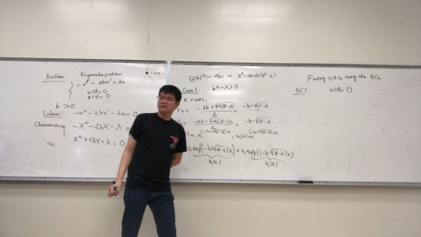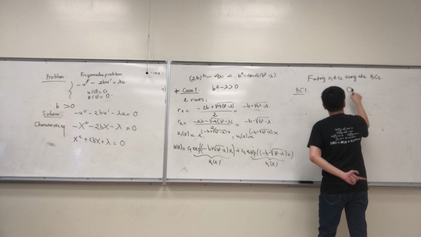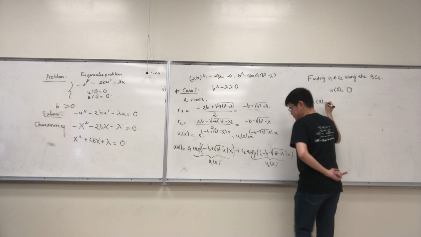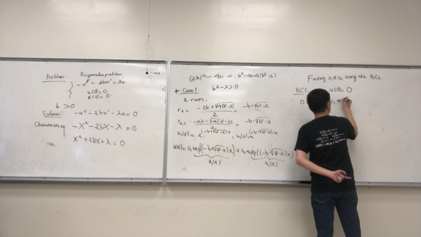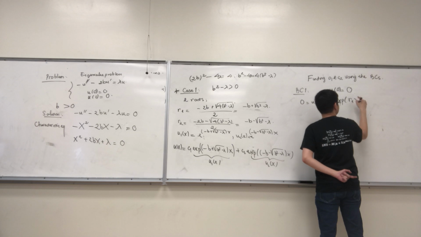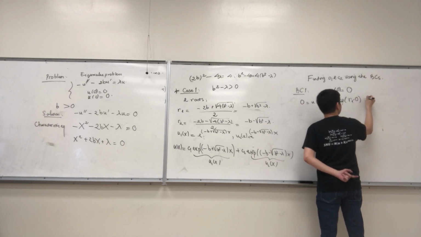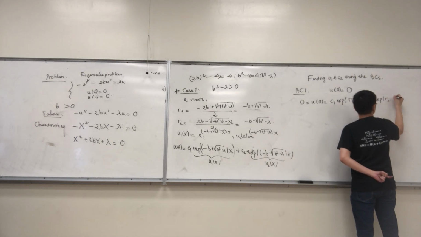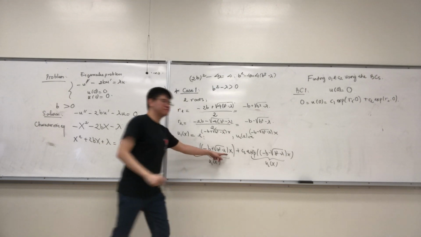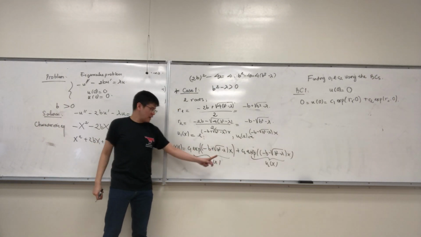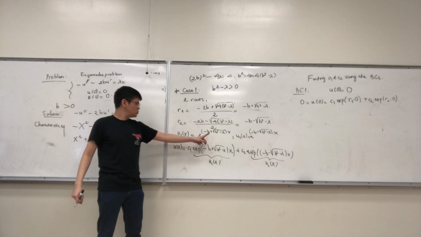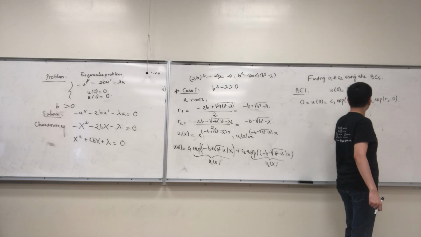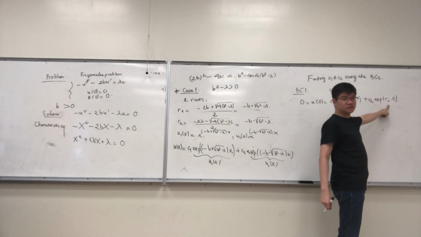Alright? So the first boundary condition is u(0) is 0. So you have 0, u(0) is c1 exponential of r1 x, which is 0, plus c2 exponential of r2 times 0. Alright? So I just have to replace 0 here. I replace 0 into u1 and 0 into u2. So I have 0 is c1 exponential of r1 0 plus c2 exponential of r2 0.